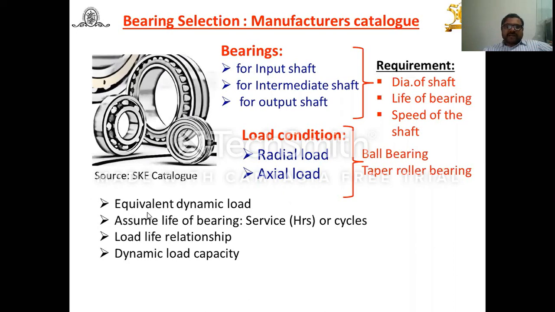You will get equivalent dynamic load. Once you know the equivalent dynamic load, you know the life in million revolutions. So use the load life relationship. The load life relationship means L is equal to (C by P) raised to small p. Small p is equal to 10 by 3 or 3, based on whether it is a ball bearing or a roller contact bearing. And from that, C means the dynamic load that you have to calculate.